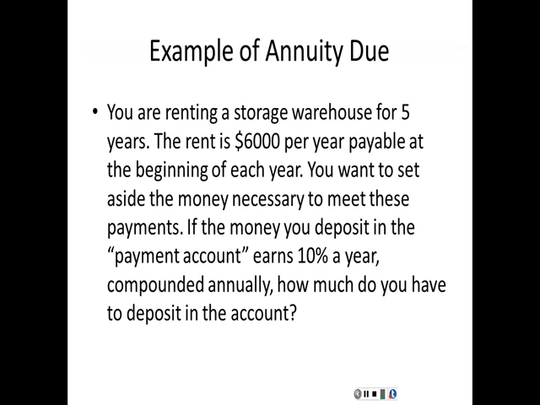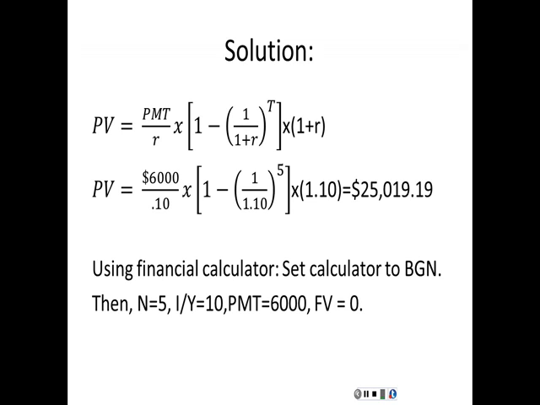So let's look at our by hand solution. So here we go for 5 years. We do the ordinary annuity formula. We scale it up by 1 plus the interest rate. So 6,000 divided by 0.1. We put in our discount factor and multiply by 1.1 at the end. So what this is telling you is if you set aside $25,019 today, you can support 5 lease payments of $6,000. And firms do this all the time. They set up accounts to cover debt payments on the horizon. And you use this annuity formula to figure out how much you need to set aside.